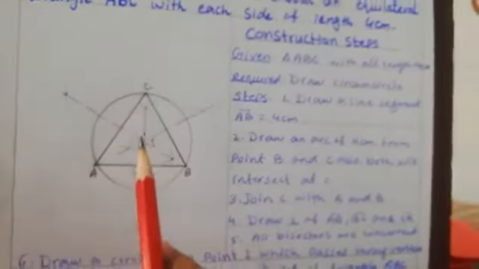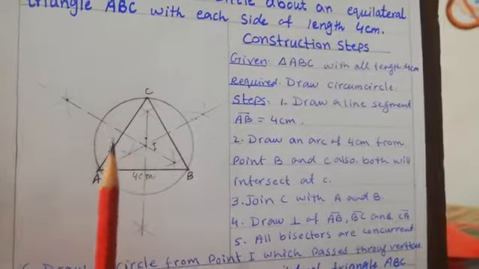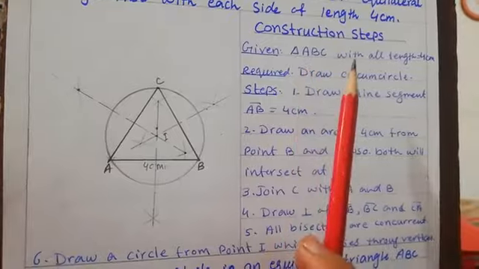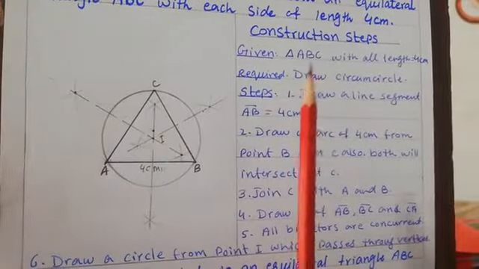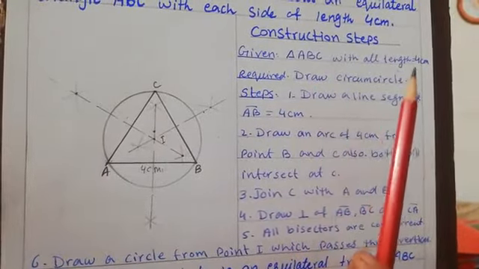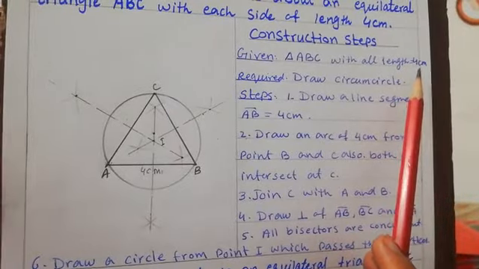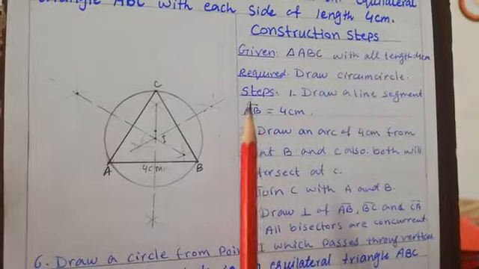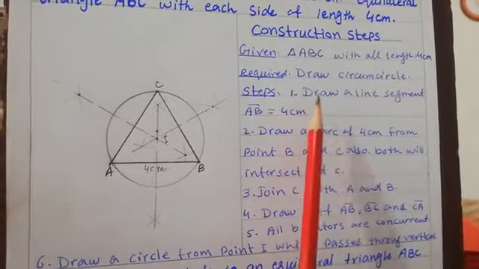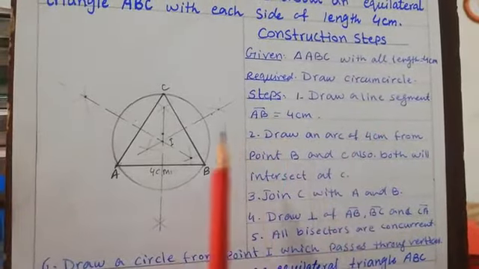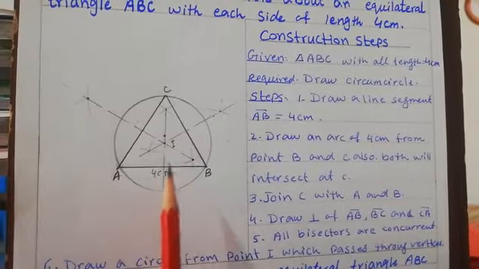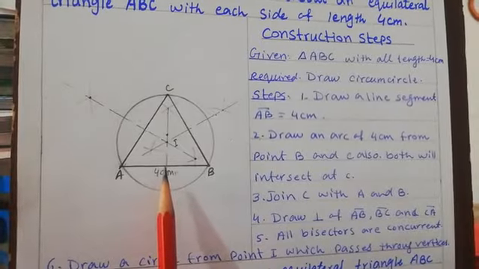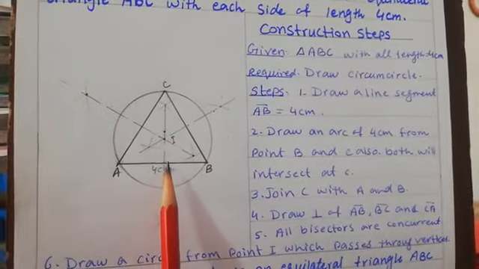You can see the diagram as well as observe the construction steps. Given is triangle ABC with all sides equal to 4 cm. Our requirement is to draw the circumcircle. Step 1: draw a line segment AB equal to 4 cm. First of all, you will draw a line segment AB which is equal to 4 cm, and after that you will draw an arc of 4 cm.